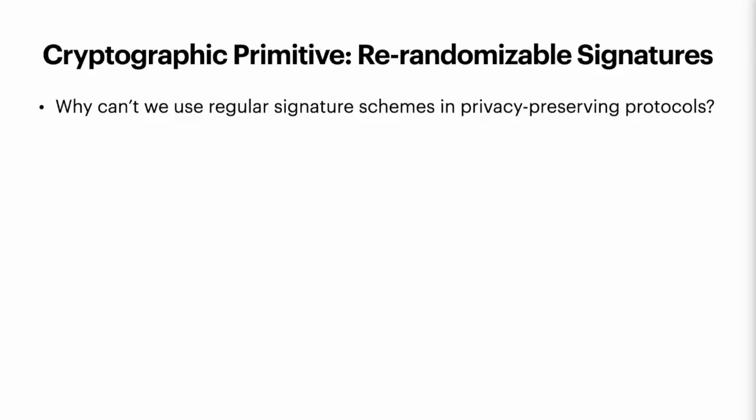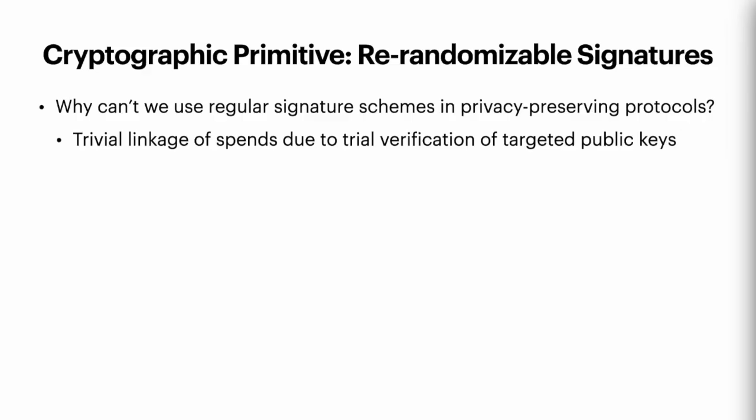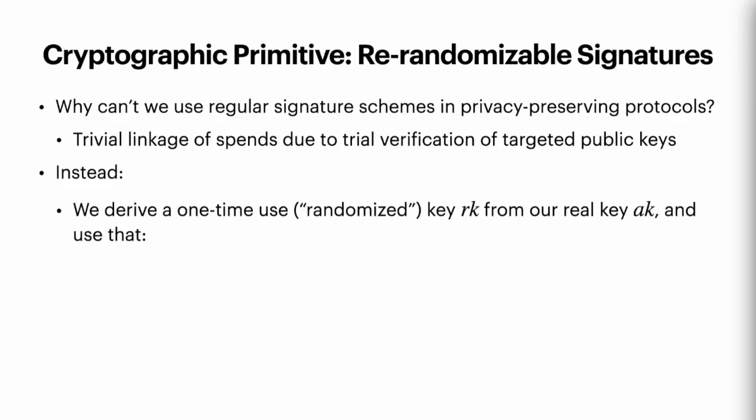Remember why we can't use regular signature schemes in these protocols, and that's because you can take a target public key and do trial verification of the signatures associated with a particular transaction or a set of transactions to figure out if this target did indeed do that spend. So trivially linked spends. Instead, what we're going to do is derive a randomized key, RK, from our real key that we're using for signing, AK, and we're going to use that instead to do our signatures.